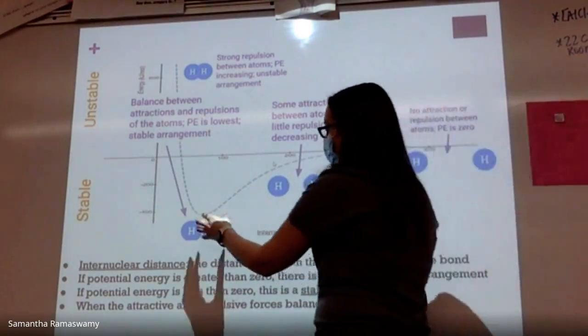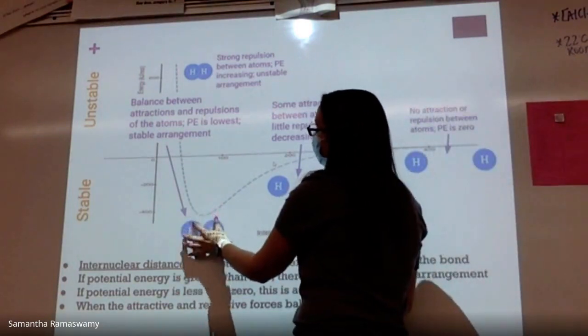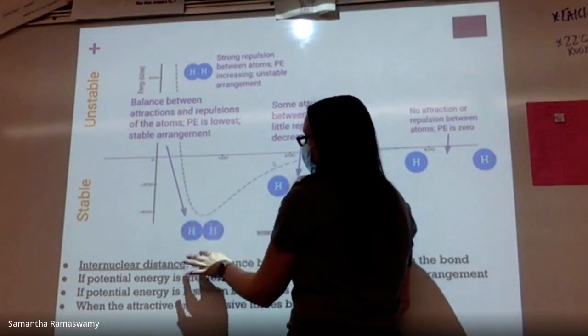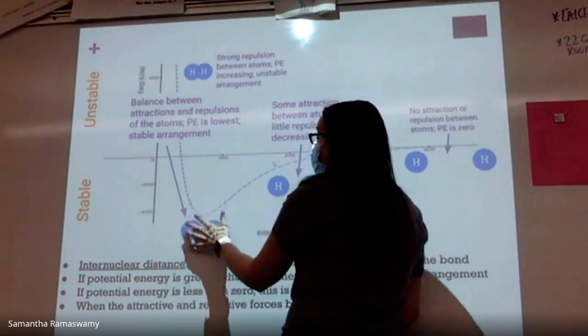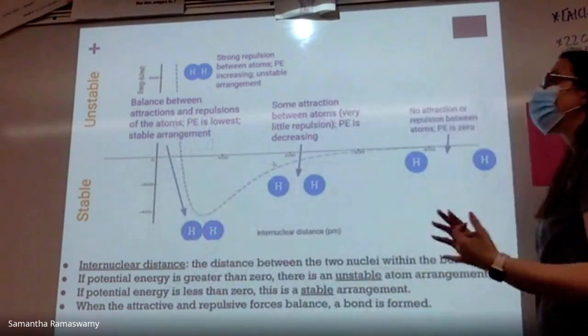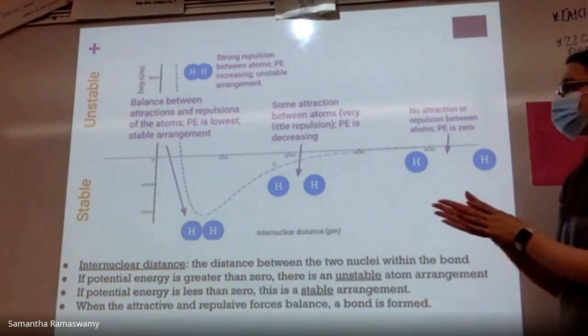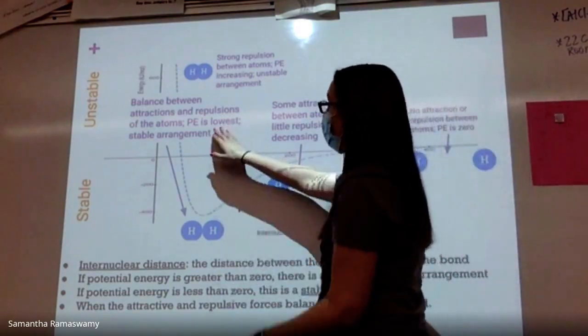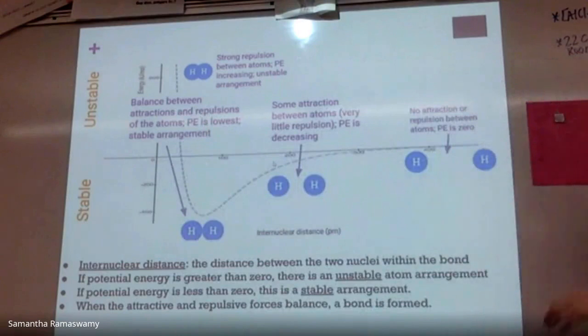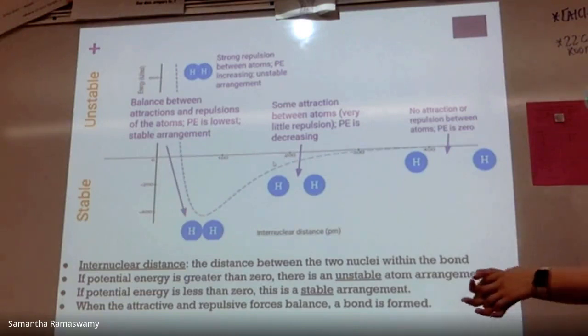Now, at this lowest point, this is important. This is an important point on the graph because this is where attractive and repulsive forces are balanced out. So the bond exists when potential energy is the lowest because the balance between attractive forces and repulsive forces causes that to be a stable arrangement.